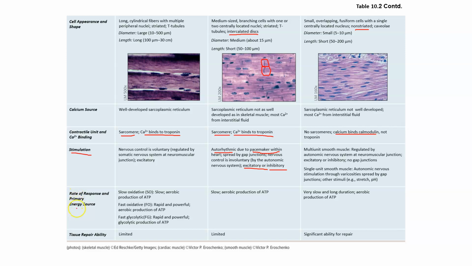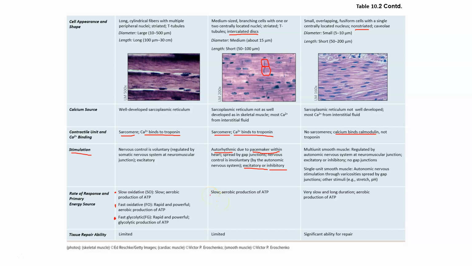All right, the rate of response, primary energy source. We got three different kinds of muscle, and we didn't get into that, but we are going to get into that in this presentation. So that'll be the next table. All right, so you have three kinds of skeletal muscle that you can contract voluntarily. Right? You have what is called slow oxidative, you have fast oxidative, and you have fast glycolytic. We're going to get into the specifics of that in the next slide.